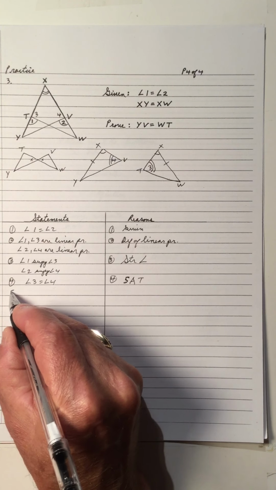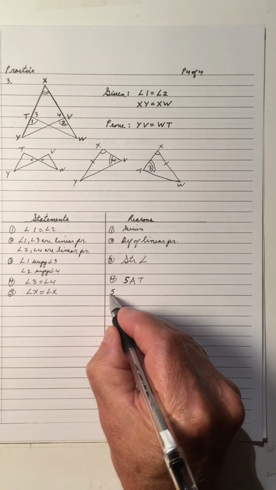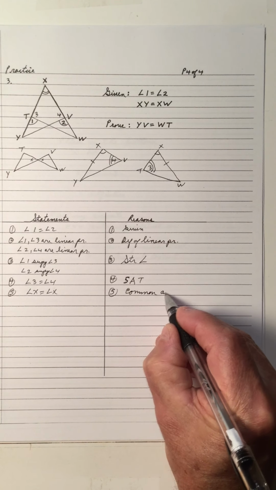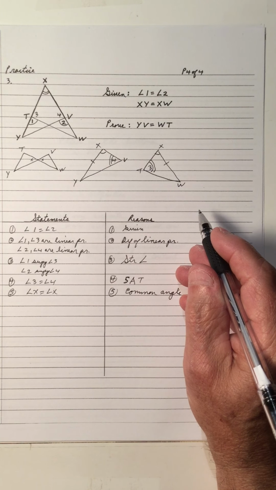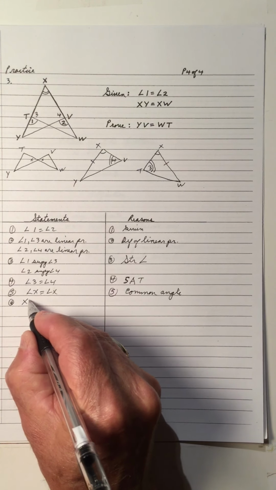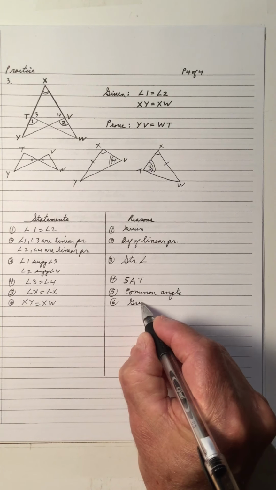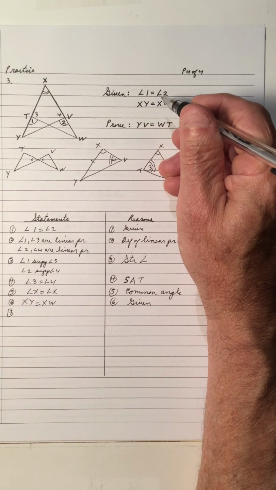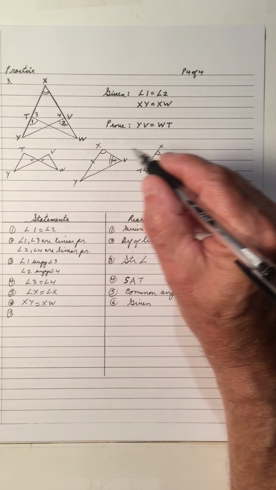And now we have angle X equals angle X. Now, this is a common angle that's in each triangle. X is in both triangles. And now we have, do I have the sides equal yet? No, I've got to get the sides equal. So XY equals XW, given. And let's see. So here we have X is equal to X, 3 is equal to 4.